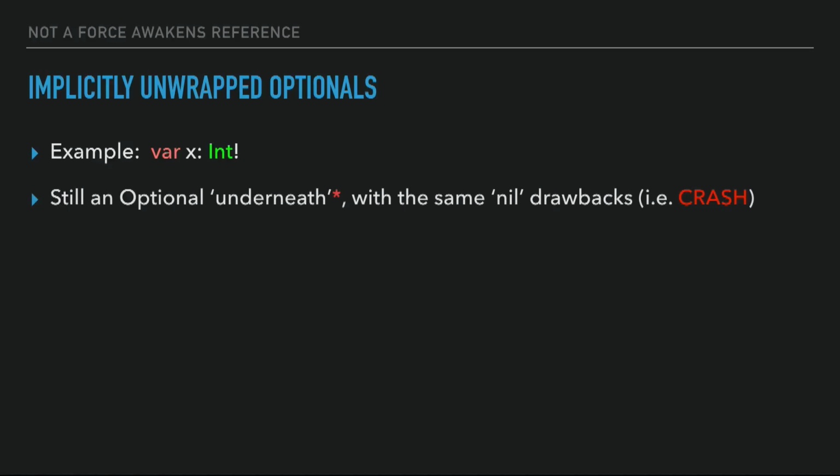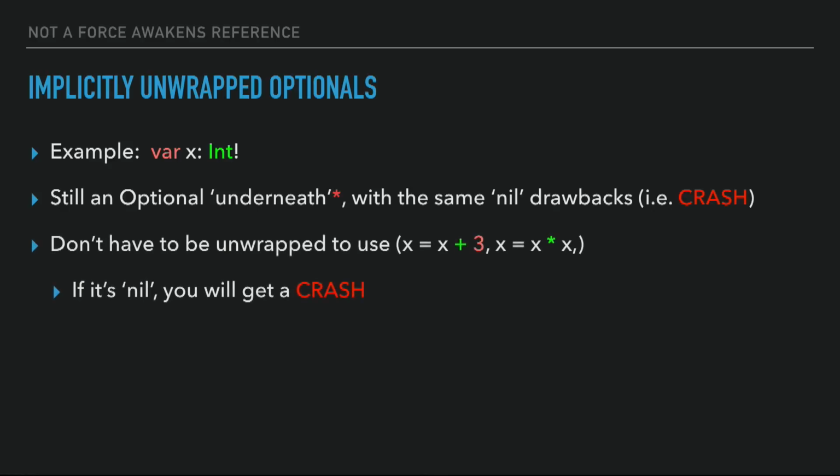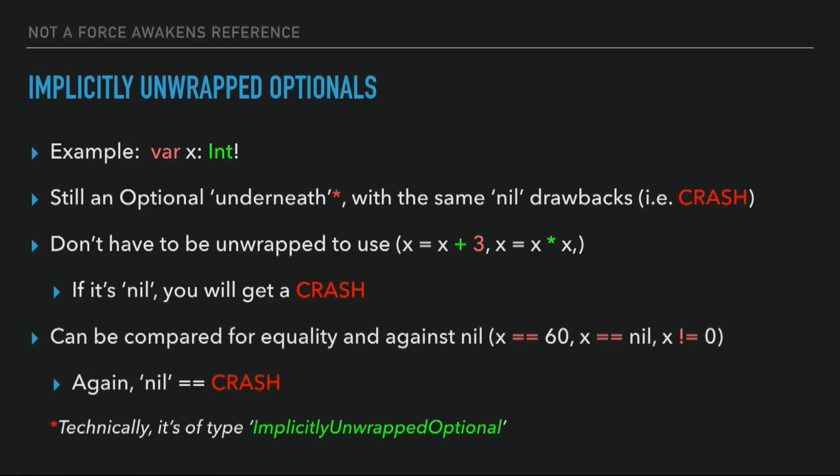Variable, hey, changing it up, called x. This is an implicitly unwrapped optional. Underneath, it still acts like an optional, so it still has the nil drawbacks. One thing you can do with it is calculations without having to unwrap it if there's a value. Remember, if it's nil, you get a crash. You can compare it for equality. If it's nil, you get a crash. See how I keep saying nil, crash over and over? Not the best approach, but they are very useful.